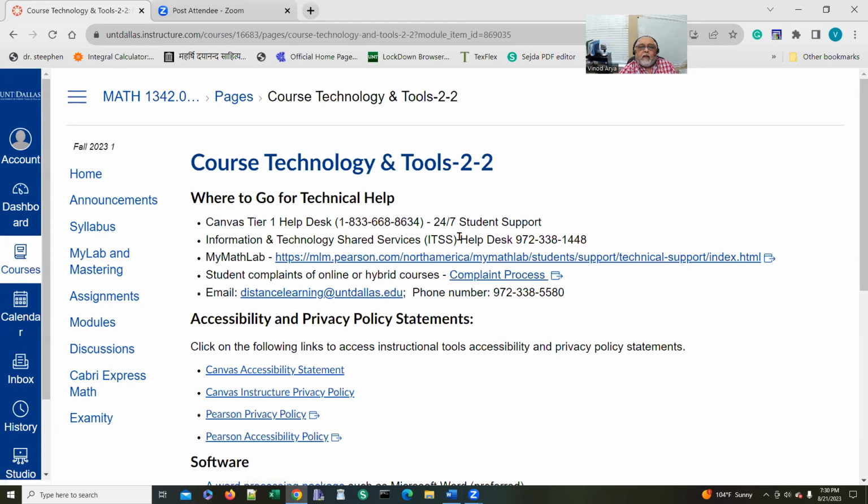This is your help desk at the university. So if you have any problem with your computer or webcam, it is not working the way it should, or MyMathLab and Canvas are not integrating, probably this is the source you have to reach.